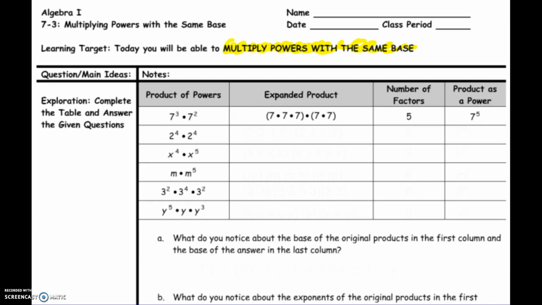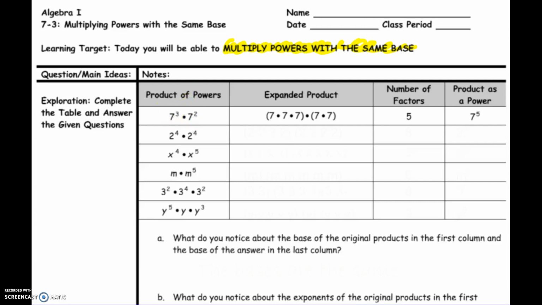I'm also going to ask you at certain times to stop the video and fill in the blanks on the notes by yourself and then come back afterward and check. So, let's get going. In the first spot on your notes, you're going to notice we're multiplying two numbers together, 7 to the third times 7 to the second. The bottom part, the 7, is called the base.